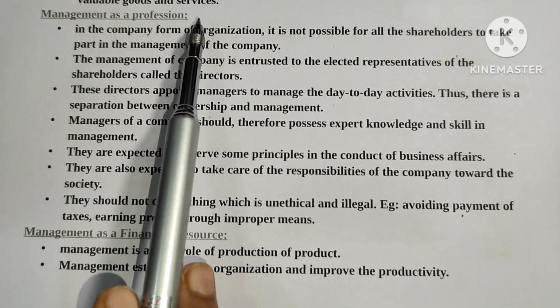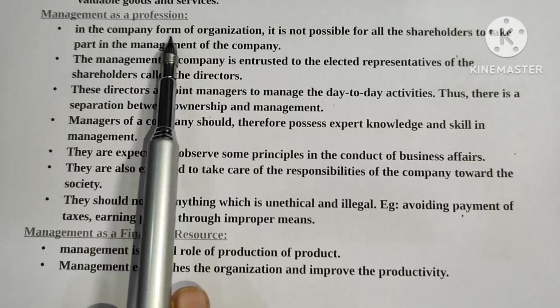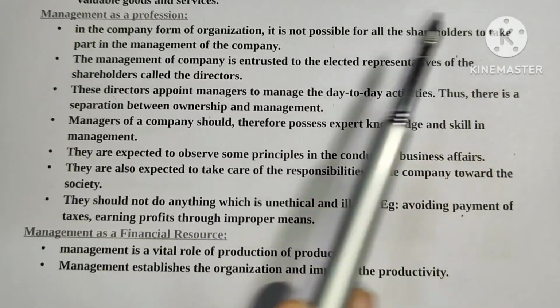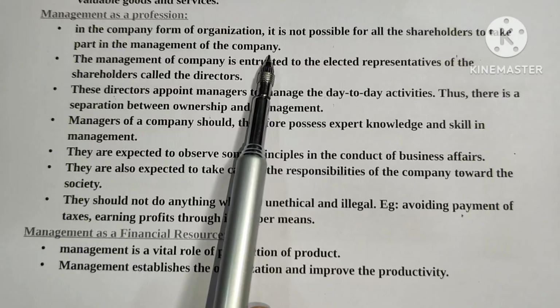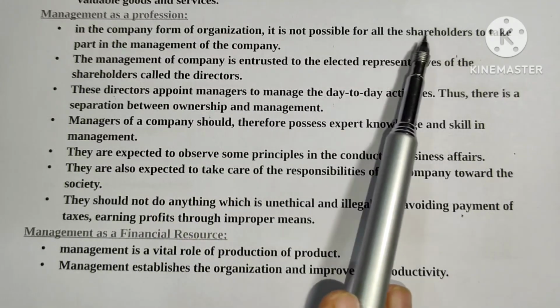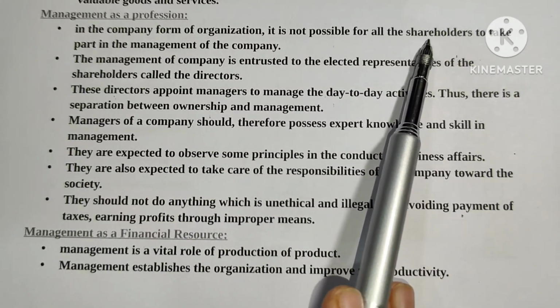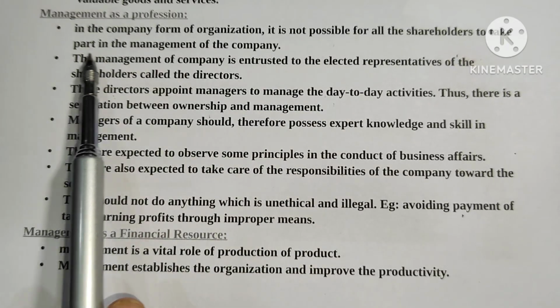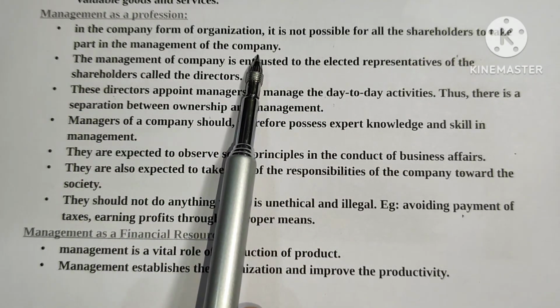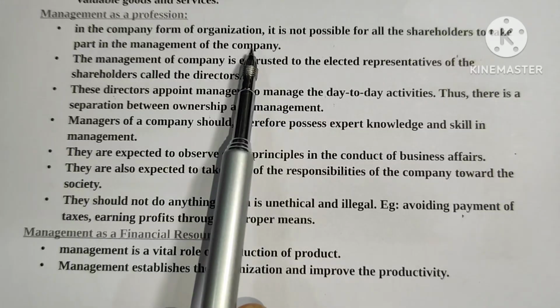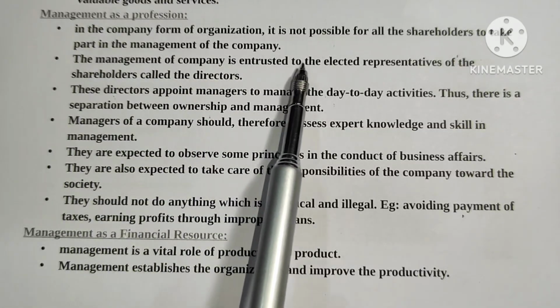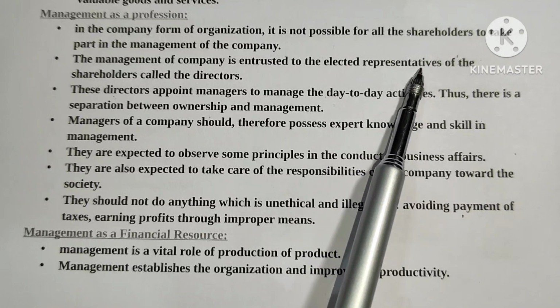Next, management as a profession. In the company form of organization, it is not possible for all the shareholders to take part in the management of the company. All the shareholders, whoever invested in that company or organization, cannot take part in the management of the company. All owners cannot come and manage. The management of the company is entrusted to the elected representatives.